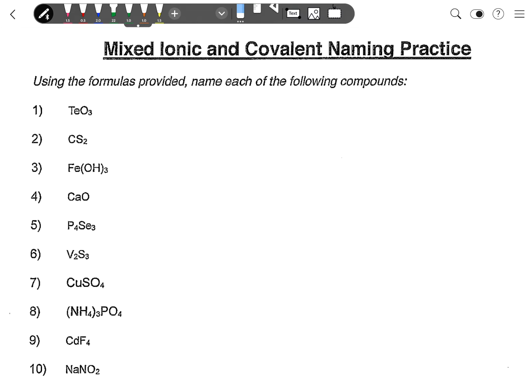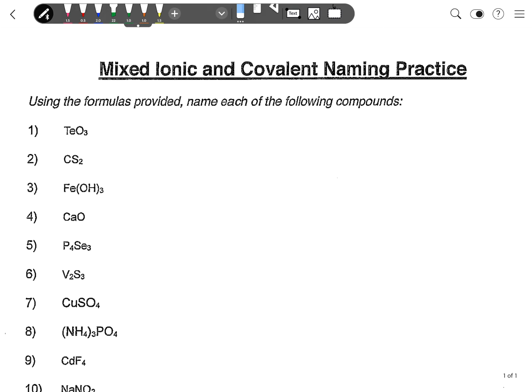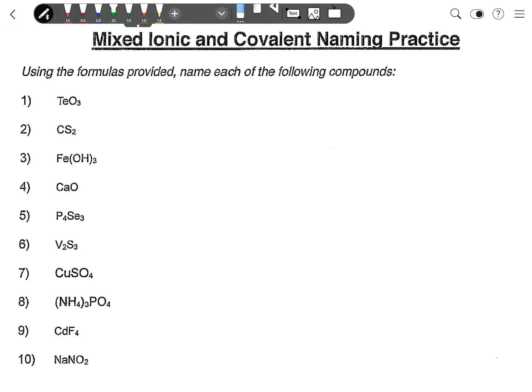Okay, this is mixed ionic and covalent naming practice. We have a mix of ionic and covalent compounds here, and we have to learn how to name them and even write the formulas for them. So just a little bit of practice here. One thing you need to do is make sure you know your prefixes when it comes to writing covalent compounds. And what I mean by that is from 1 to 10. So I'll just write down 1, 2, 3, 4, 5, 6, 7, 8, 9, and 10.